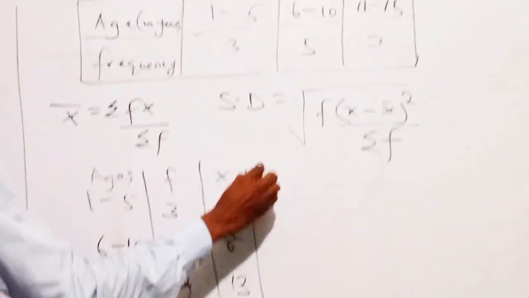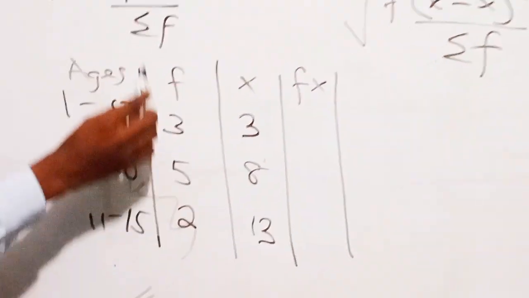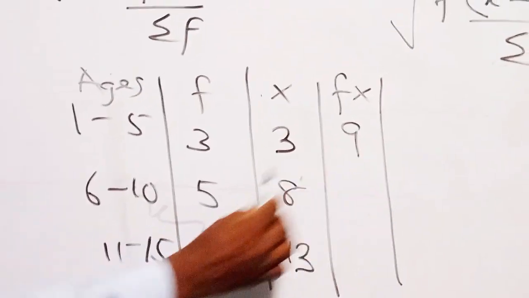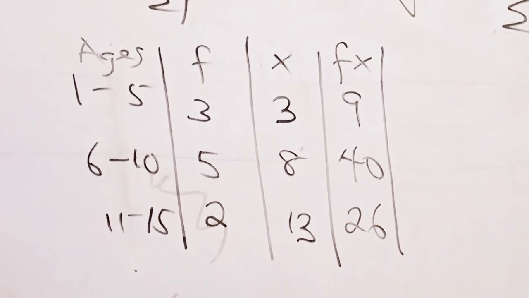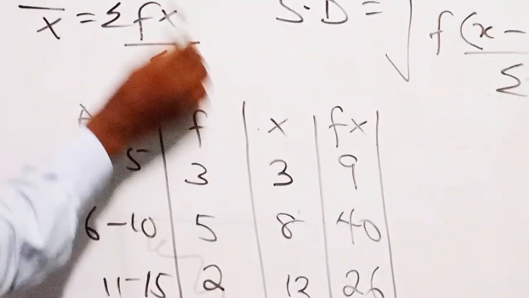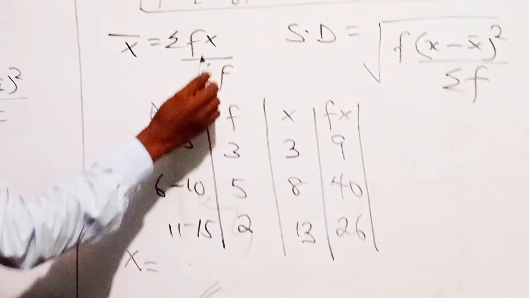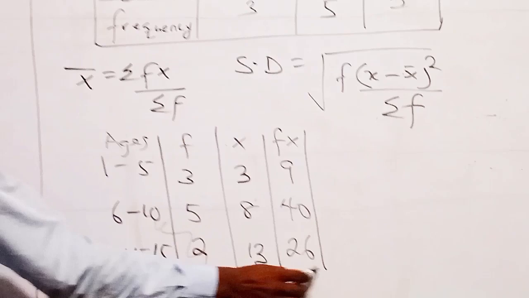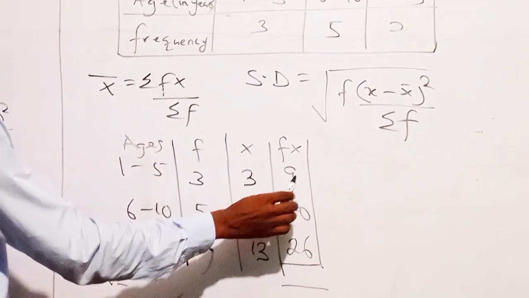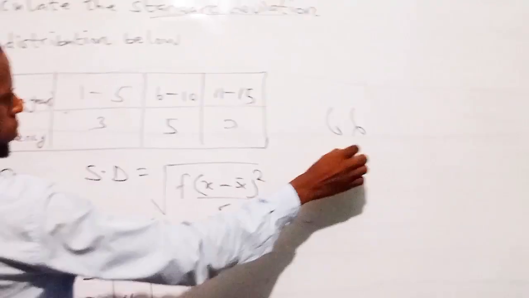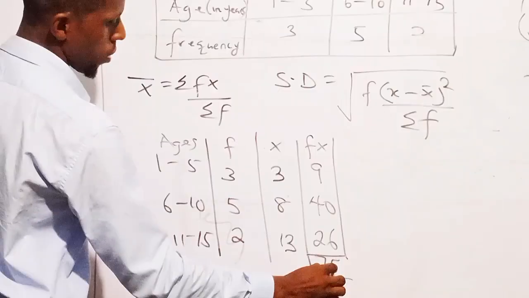Now I figure out my fx, which is the third column. 3 times 3 is 9, 5 times 8 is 40, and 2 times 13 should be 26. Let me calculate the mean from here. I should add up fx: 26 plus 40 is 66, plus 9 is 75. So this should be 75.